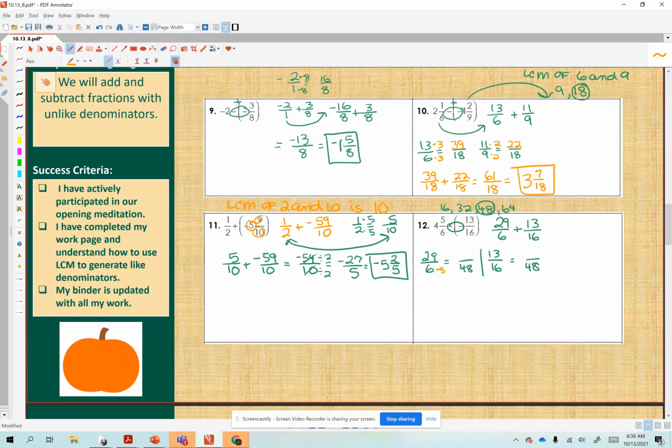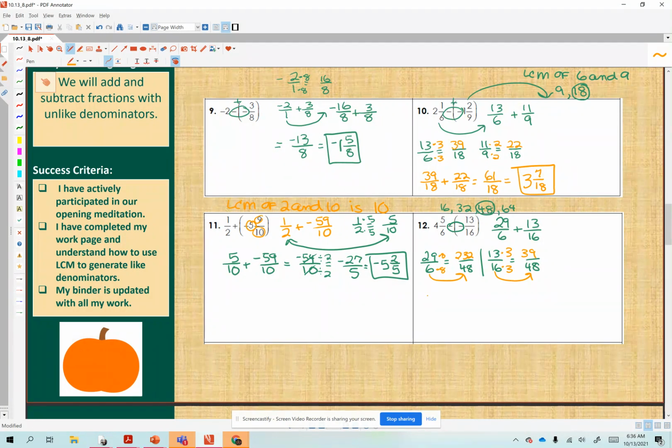So 6 times 8 is 48. 29 times 8 is 232. 16 times 3, excuse me, 16 times 3 is 48. 13 times 3 is 39. So I've got my equivalent fractions here.